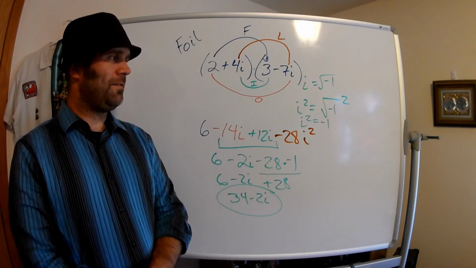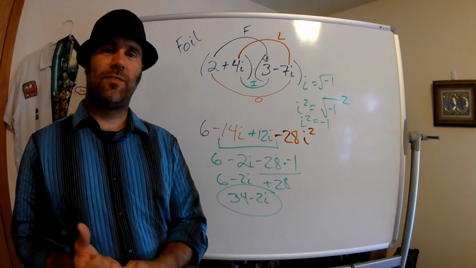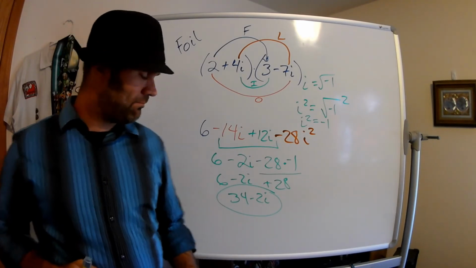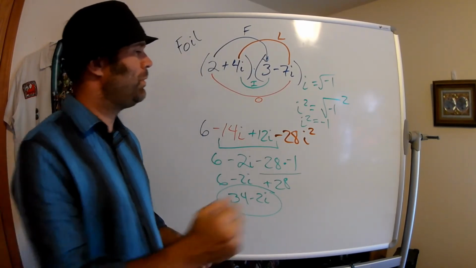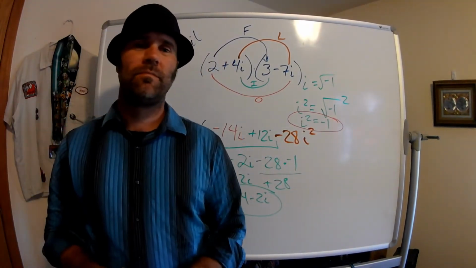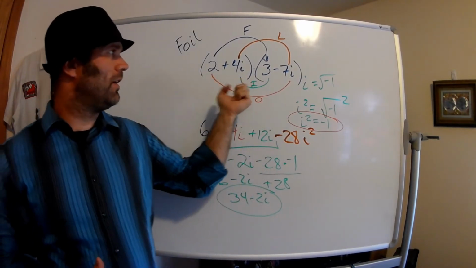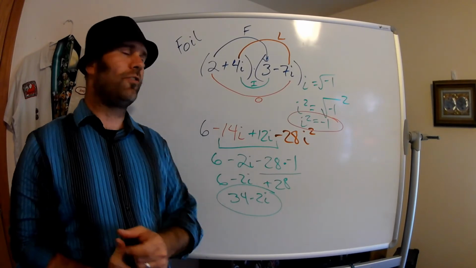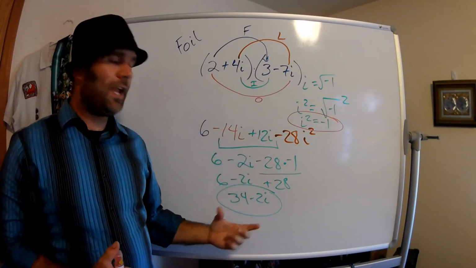You say, no, I don't believe you. Doesn't make sense. And you know what? I'd say good. I'm glad you're thinking that, because didn't we say i squared equals a real number? And the answer is yes. So not always does an imaginary number times an imaginary number equal an imaginary number. Sometimes an imaginary number times another imaginary number will equal a real number.